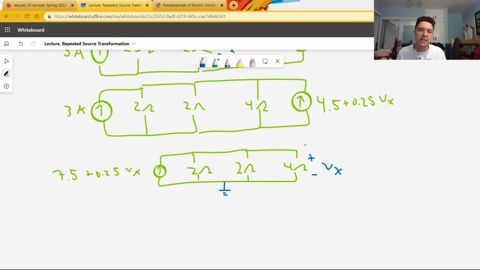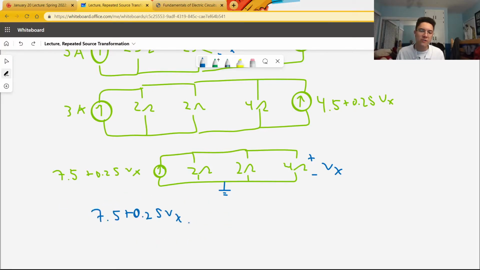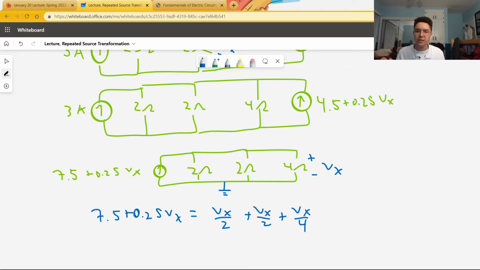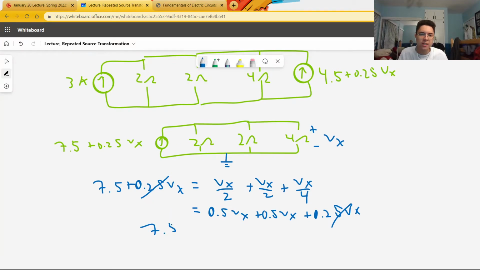To finish solving this circuit, I'm going to use Kirchhoff's current law on this node, and I'm going to set a ground right here. You'll notice that the current across each of these resistors is simply Vx divided by that resistor. So into this node is going this current source, and out of this node are going Vx over 2, Vx over 2, and Vx over 4, so KCL is 7.5 plus 0.25 Vx, or the current going in, equals Vx over 2 plus Vx over 2 plus Vx over 4. This is equivalent to 0.5 Vx plus 0.5 Vx plus 0.25 Vx. We can cancel out these 0.25 Vx terms to get that 7.5 equals 0.5 plus 0.5 Vx. And we now know that the voltage is 7.5 volts.